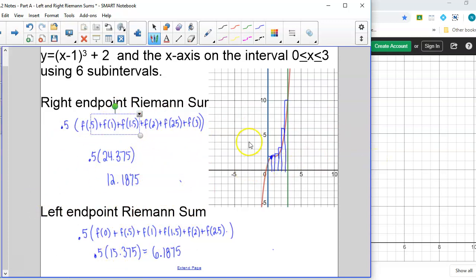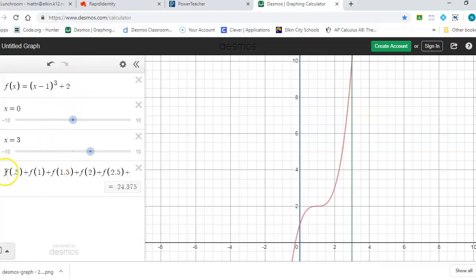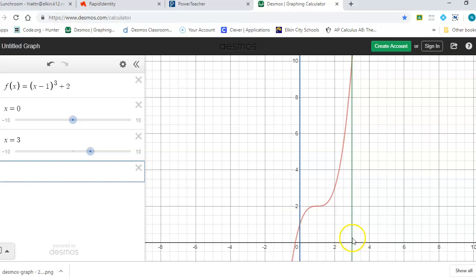Now, if I wanted to get a better estimate here, I could use more rectangles. So I'm not going to make you do more. But let's say we use 12 rectangles instead of 6 rectangles for this one. So from 0 to 3, if I use 12 rectangles, what would the width of each rectangle be? It's going to be 0.25, right? Because my total distance from 0 to 3 would be 3, and I'm dividing that by 12, and 3 divided by 12 would be 0.25.